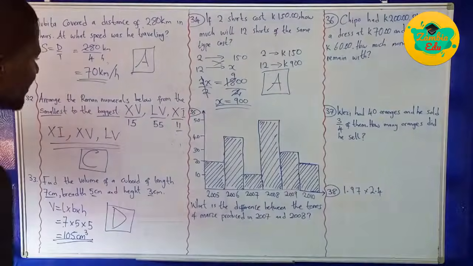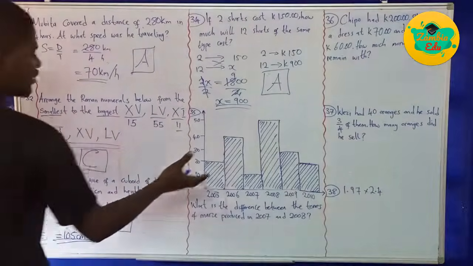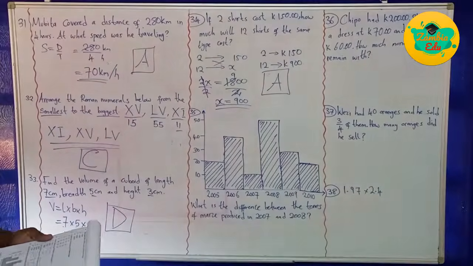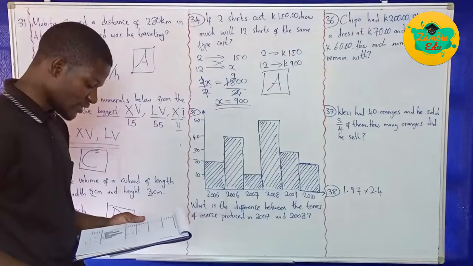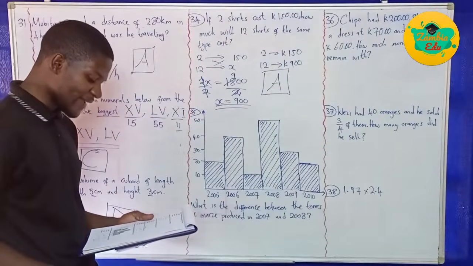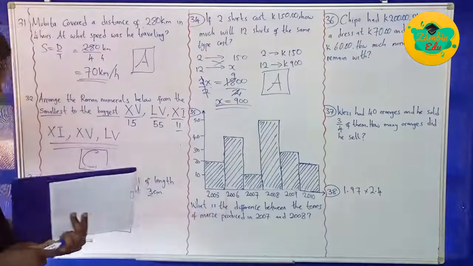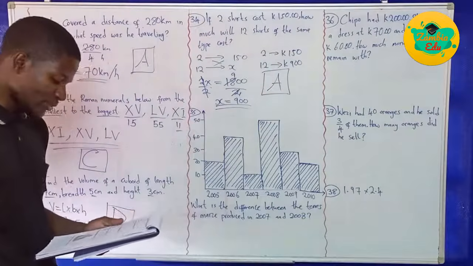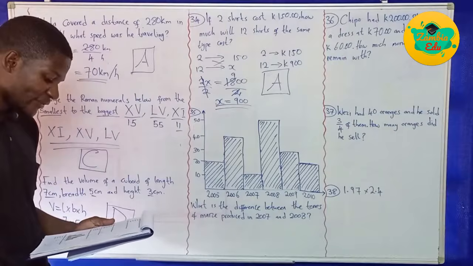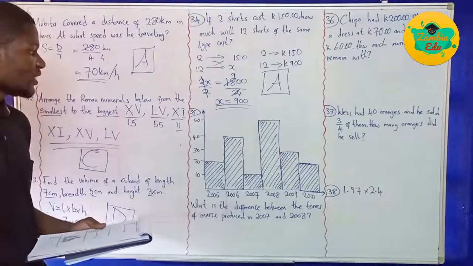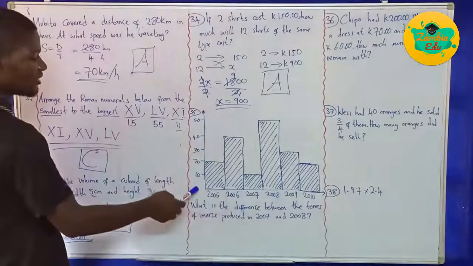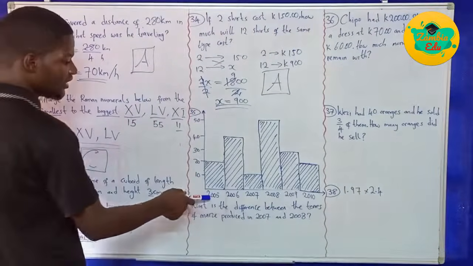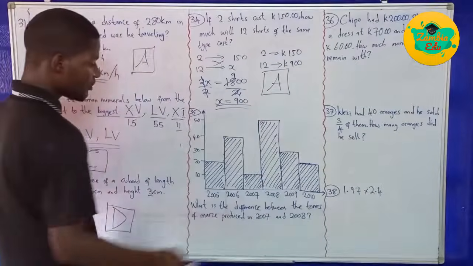We quickly go to 35. At 35, we have a chart, a diagram there, and the question tells us the bar chart below shows the production of maize at a farm from 2005 to 2010. So there we have it. So we know this was the number of tons in production. These were the years it took for the production.